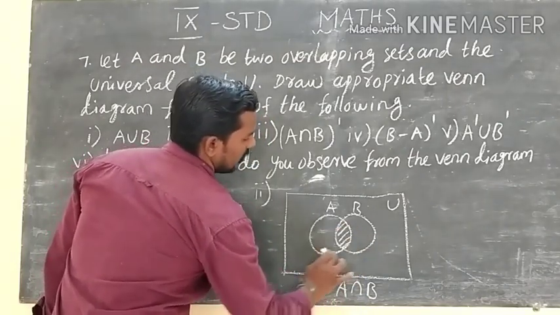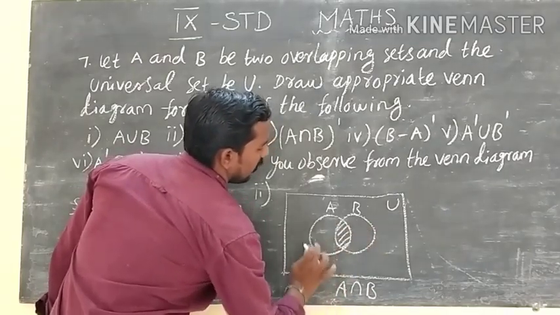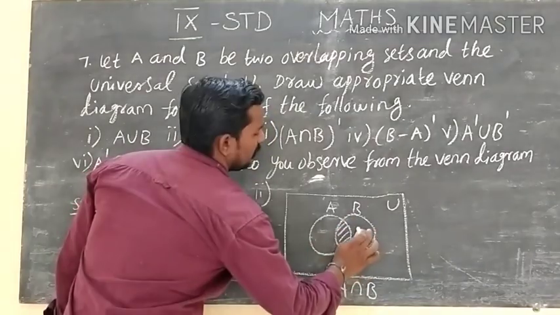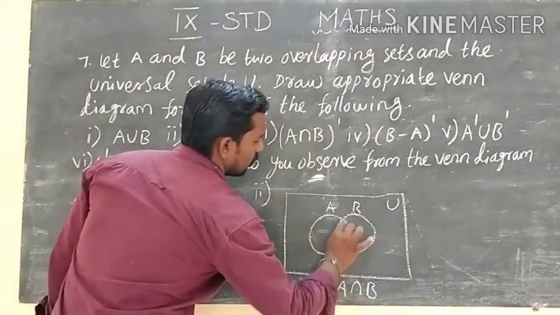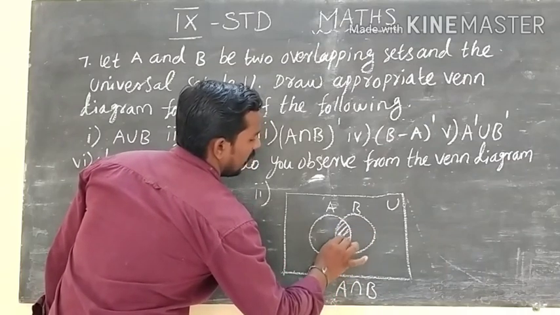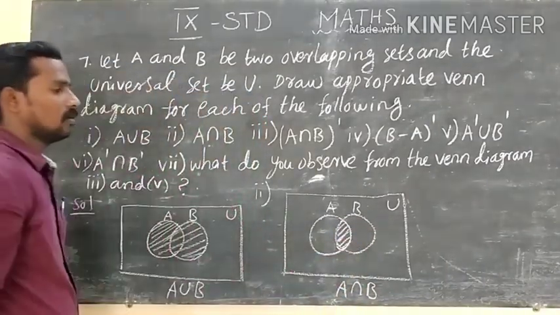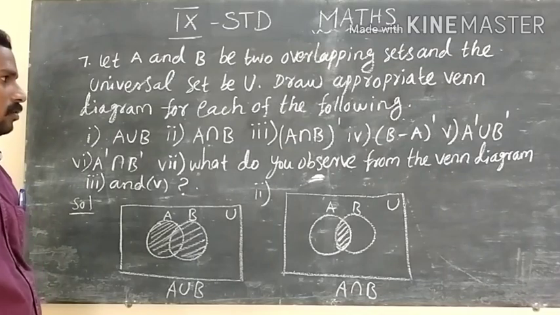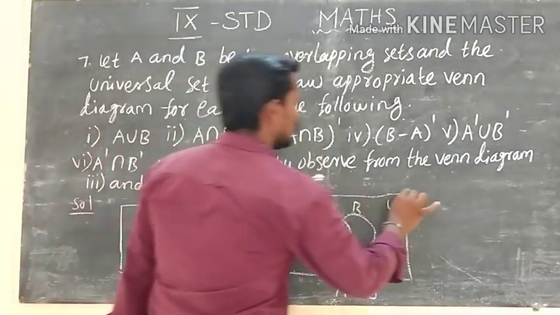Okay. This is A, this is fully B. If we shade A and B separately, we get the common portion for this. So this is the A intersection B portion. Have you understood? Okay. The third one.